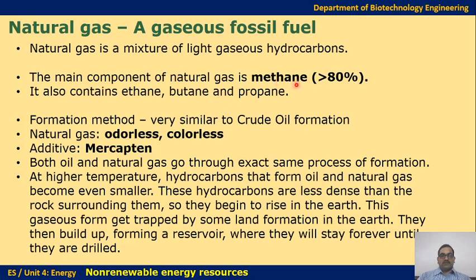So the next one is the natural gas. It is mainly composed of methane, which is more than 80%, and it's odorless and colorless. Mercaptan is added to it so that it gives the odor. If there is a leakage of the natural gas, you can identify it because of that particular smell.